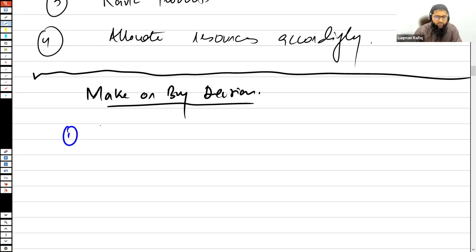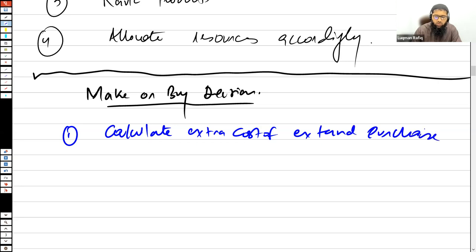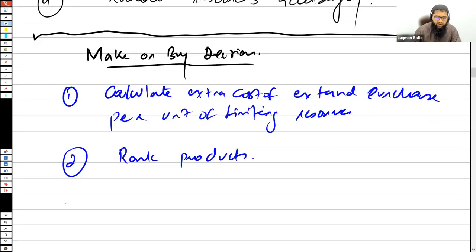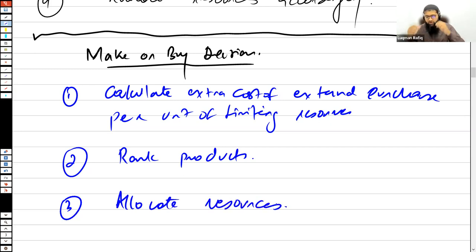With respect to a make or buy decision, first you calculate the extra cost of external purchase per unit of limiting resource. Number two, you rank products. And the third thing is that you allocate resources. You rank products, and then you allocate the resources. That's how you do it. Now let's have a discussion about it.